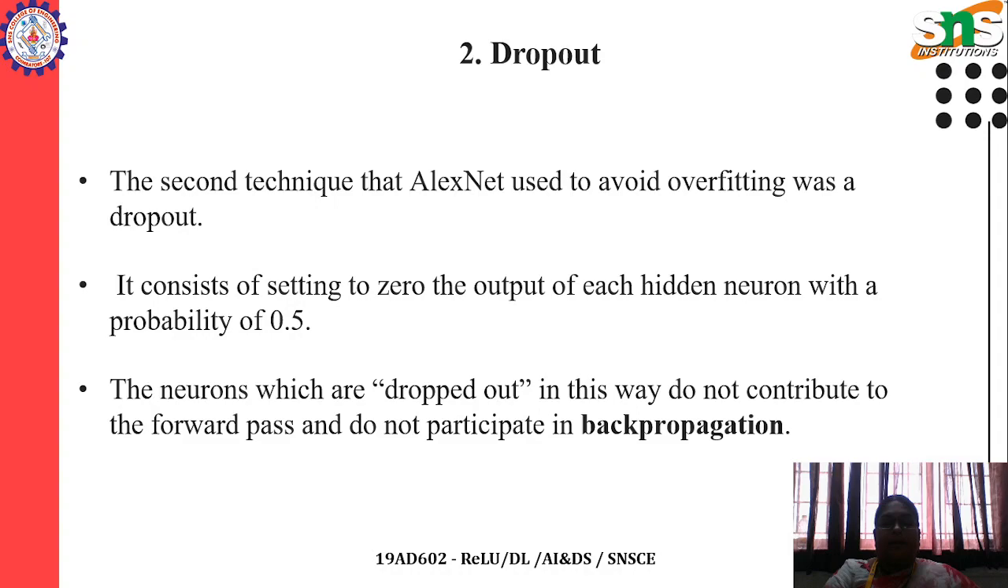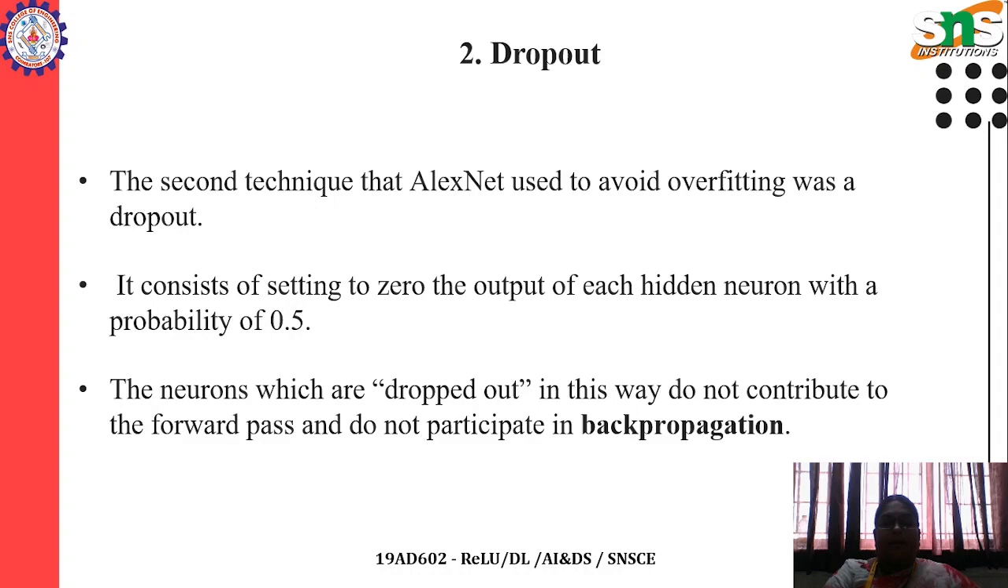Then we have the dropout function. What is this dropout function? The second technique we use in AlexNet to avoid overfitting was dropout. From the name, we are going to drop something out. What is that? It sets the output of each hidden neuron to 0 with a probability of 0.5. The neurons which are not participating in the neural network, we are going to drop those neurons out.